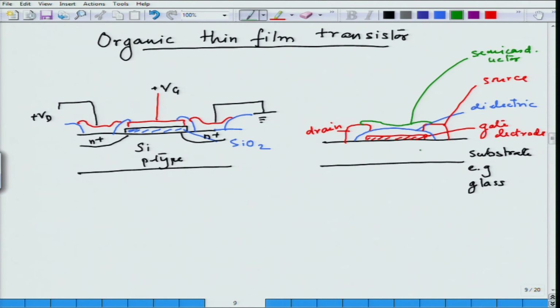Now, this is kind of an inverted MOSFET. As you can see, this is my gate. This is where I will apply the gate voltage. This point is my source. Source might be grounded, and here I will apply my drain voltage.